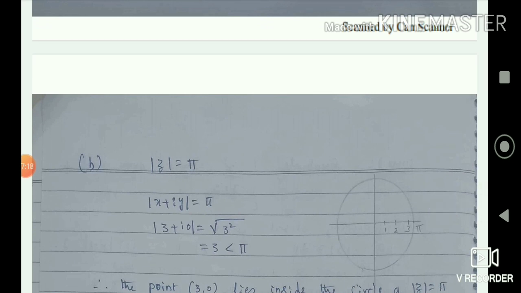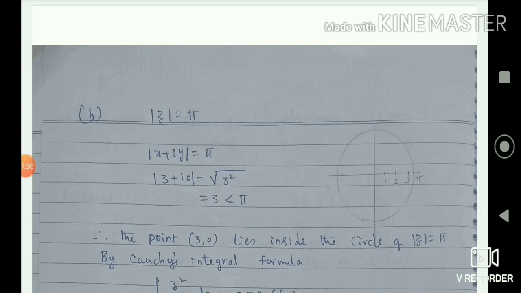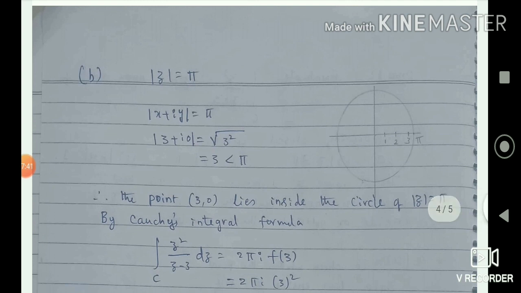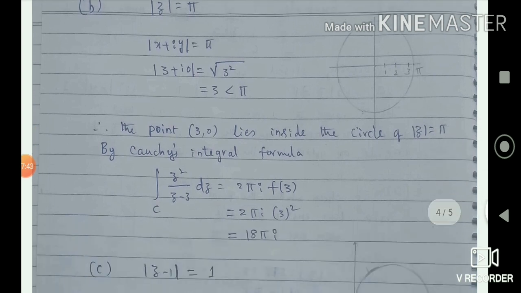Let us take part B, where mod z equals pi. In the same way we check whether the point 3 lies inside or not. Take x plus iy as 3 plus i0. The point 3 is again less than pi. Pi is 3.1416. Again the point (3, 0) lies inside the circle mod z equal to pi, and Cauchy's integral formula is valid here. We can apply that and we will get the same answer as we got in the previous case, 18 pi i. Very simple.